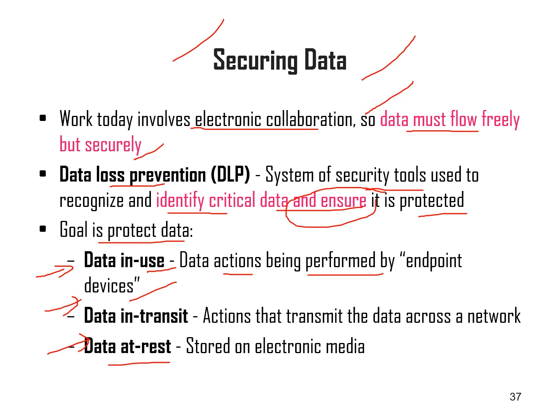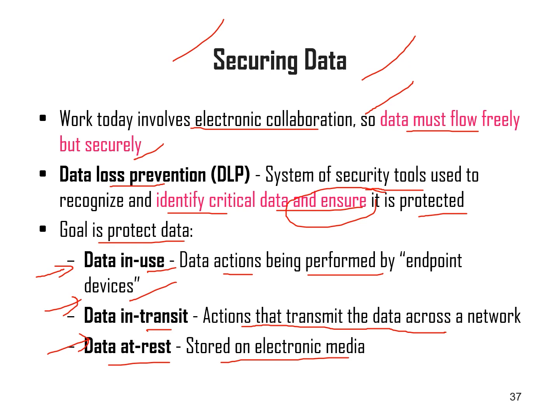What is meant by data in transit? Actions that transmit the data across a network. If I am sending the same Word document to my friend, it has to pass through the network, so that is data in transit. What is meant by data at rest? Data stored electronically. If I am saving the data on my USB drive, that is data at rest.